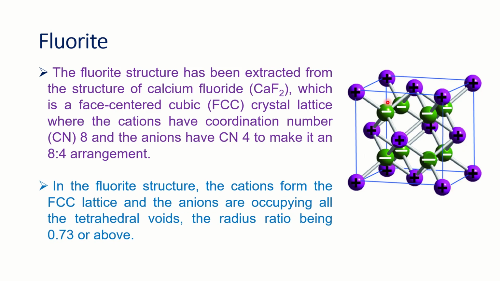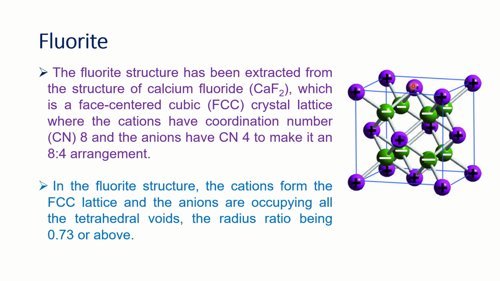In the fluorite structure, the cations form the face-centered cubic lattice and the anions are occupying all the tetrahedral voids. And what is the radius ratio? The radius ratio must be that of body-centered cubic because the anions are forming the simple cube and in the center of its body there is a cation. So the radius ratio must be 0.73 to 1.0.